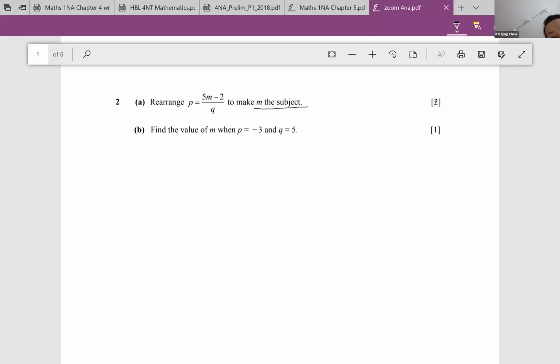Okay, so make M the subject. Whenever you see making something the subject, make sure that it's on the left-hand side and it's alone.